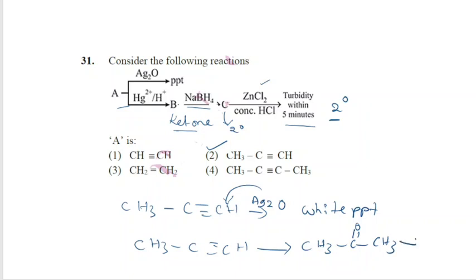Acetone with sodium borohydride, you will get a secondary alcohol, which is nothing but CH3CHOHCH3, which gives turbidity within 5 minutes with Lucas reagent, ZnCl2 and concentrated HCl. So the correct answer is the second one.